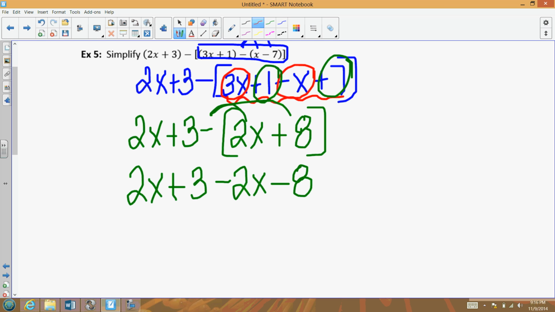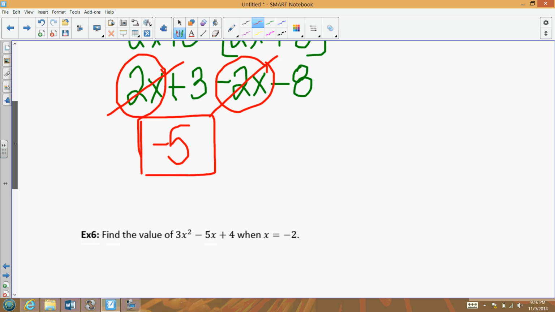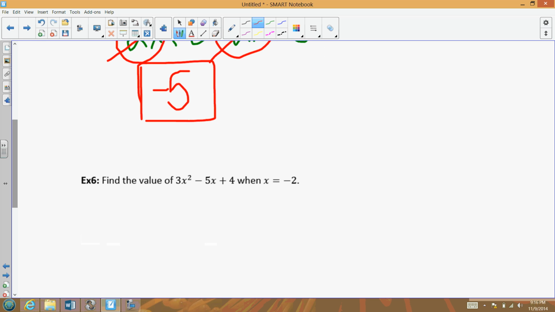And when you look here, we have the minus 2x and the positive 2x. If you have 2x and you take 2x away, those are just going to cancel, so we don't need to worry about those anymore because it's just going to end up being 0. And then with my numbers, I have plus 3 minus 8 is just going to give me negative 5. And that's it for that one. So one last example here, just something that's slightly different.